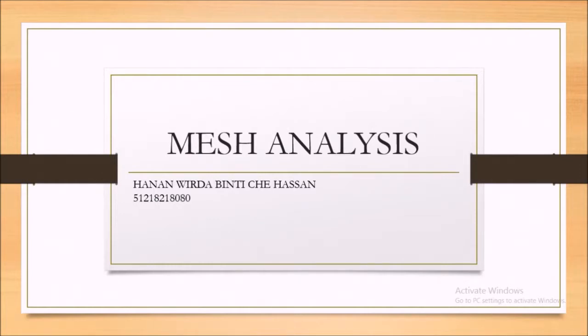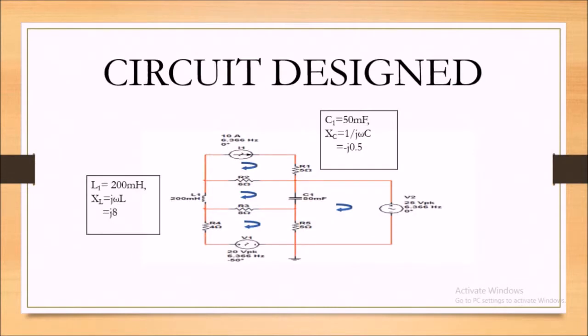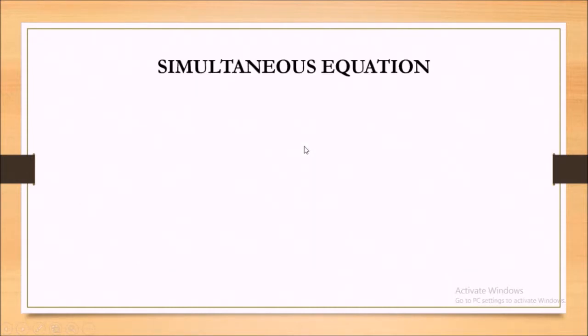Assalamualaikum. Now I will explain how to calculate using mesh analysis. This is our circuit. Before starting the calculation, change the inductor and capacitor to impedance values using the formula for inductor j omega L, for capacitor 1 over j omega C. Then assign loops 1, 2, 3 and 4 with the same direction, which is clockwise. Then use KVL to obtain simultaneous equations.